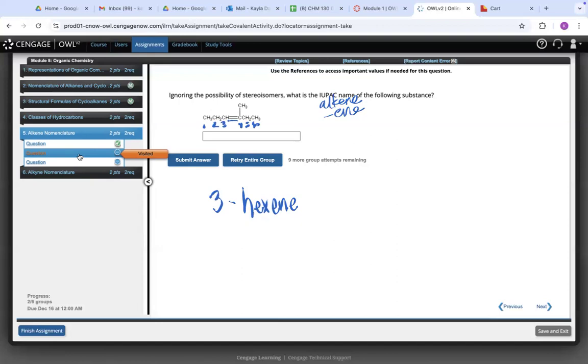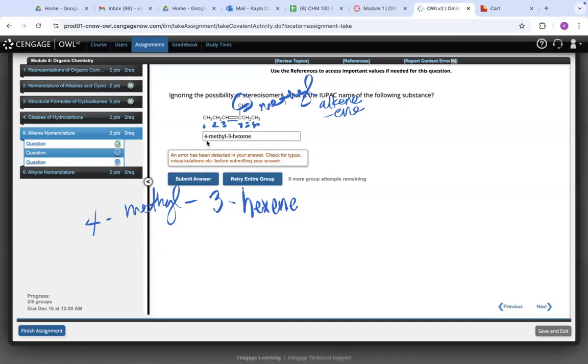All right, so that covers the parent chain. Now I need to take care of this branch here. It's a 1 carbon branch, so it's a methyl. So methyl, and then I need to tell the audience what number carbon it's coming off of, and it's coming off of carbon 4. So 4-methyl-3-hexene. Oh no. What is it not like?